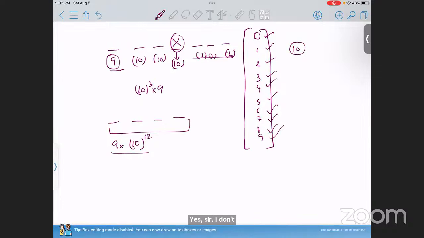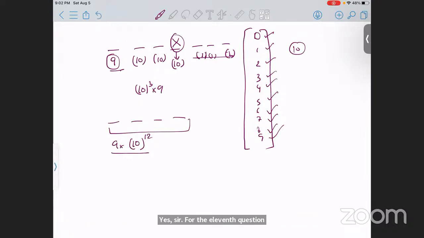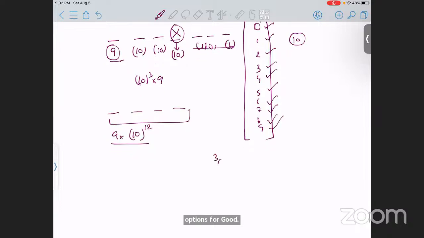The 11th question, second option. C r equal to 1 for r equal to 0 and r equal to n. Choose the incorrect options for n greater than 2. Just check. r equal to n, and n greater than 2.